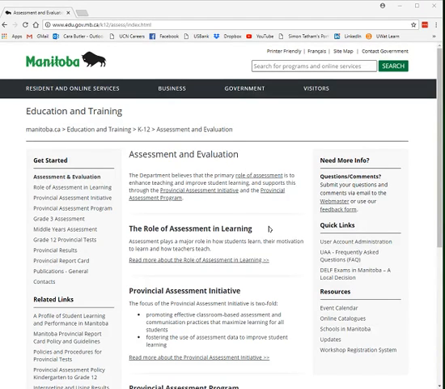So I'm going to talk to you today about the grade 7 assessment in numeracy for the province of Manitoba. I'm here on the Manitoba Education and Training webpage, and we're going to go on the left-hand side here where it says Middle Years Assessment.